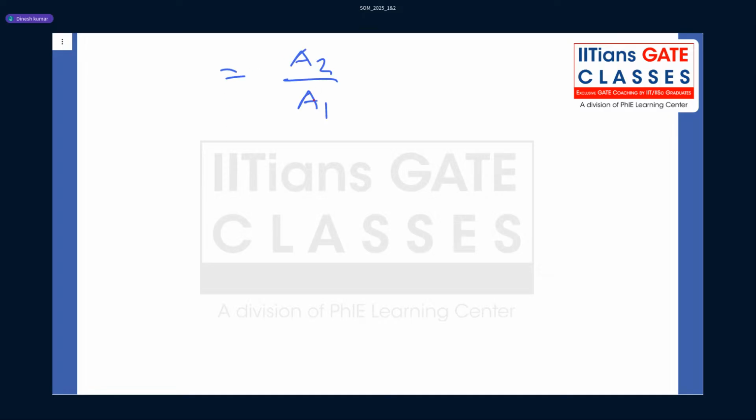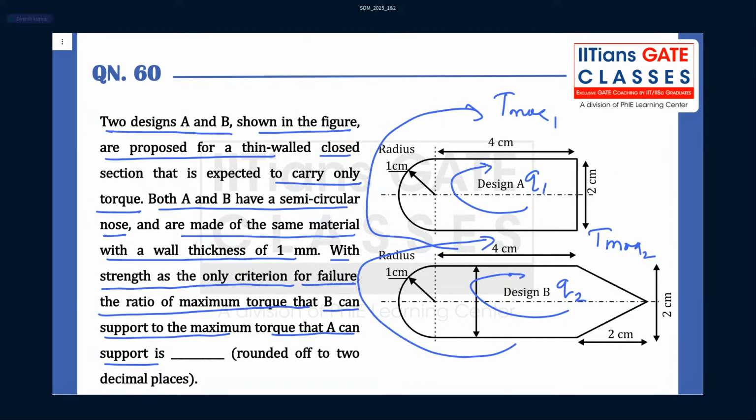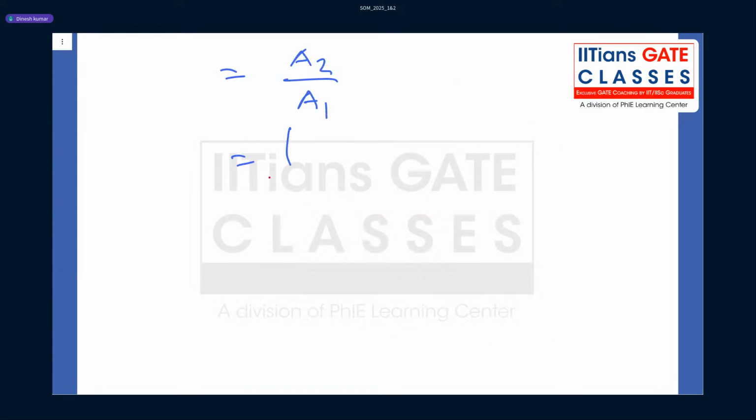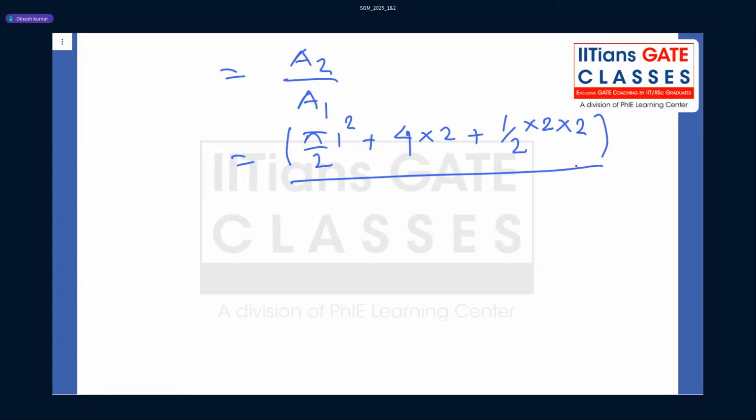Now what is the area of design B? If you look, first there is a semicircle, then a rectangle, and then a triangle. The total area is pi by 2 r square, where r is 1 centimeter, then the rectangle, 4 into 2, then the triangle, 1 by 2 into height 2 into base 2. So this is the area of design B.